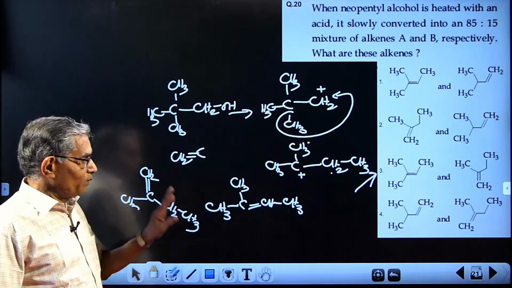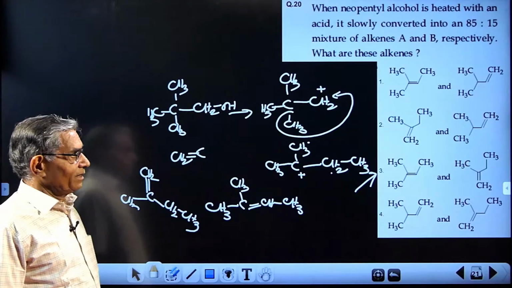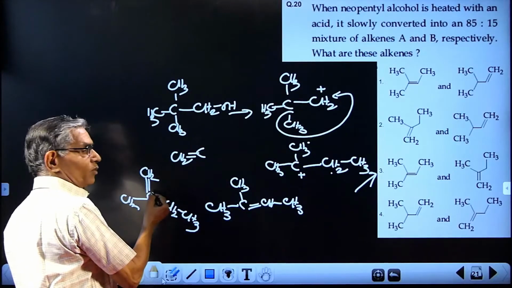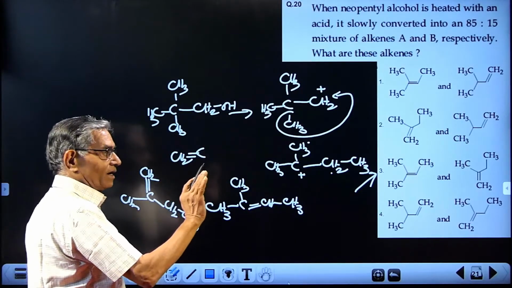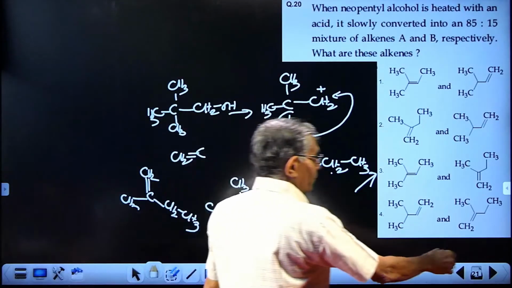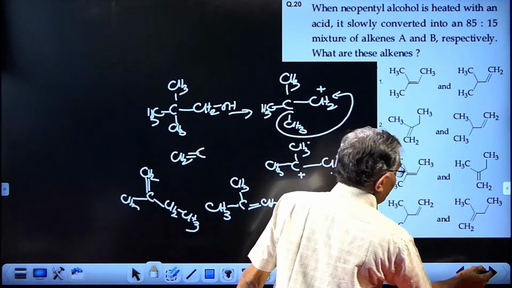A methyl shift is what gave the two possible products. Of course, this will be more stable than this one, but more stable was not asked. The possible structures were asked. So the answer will be this. So the answer is 3.